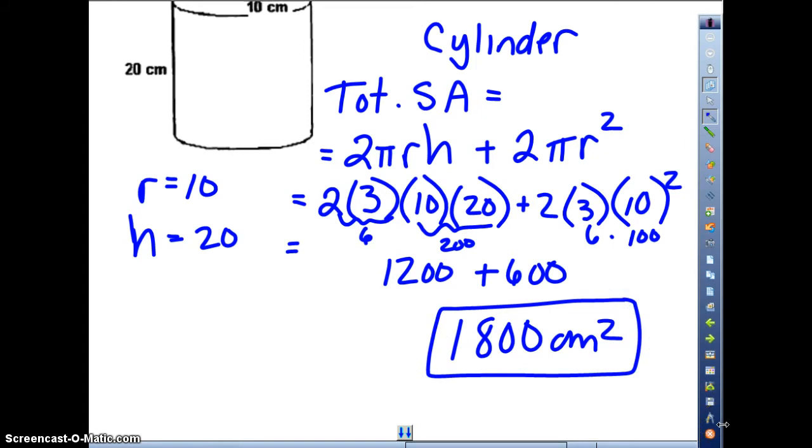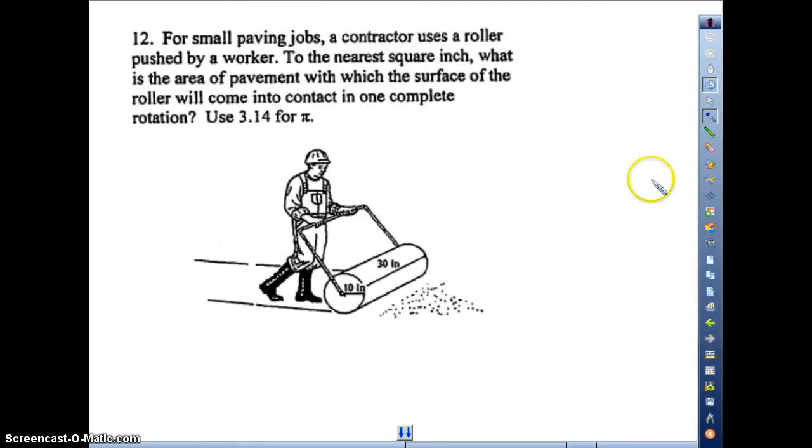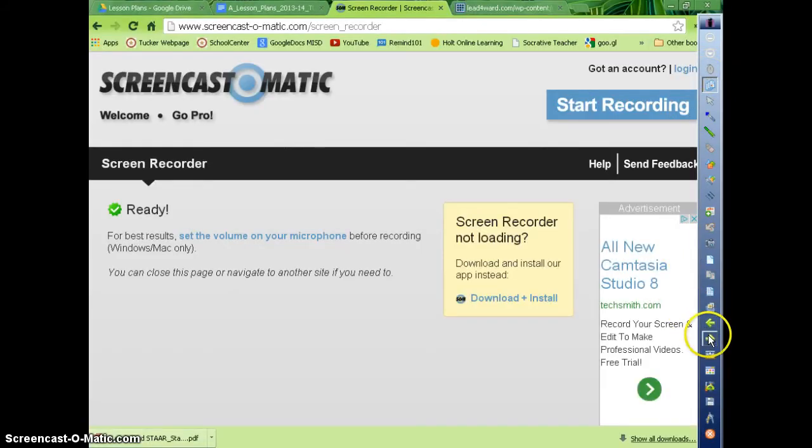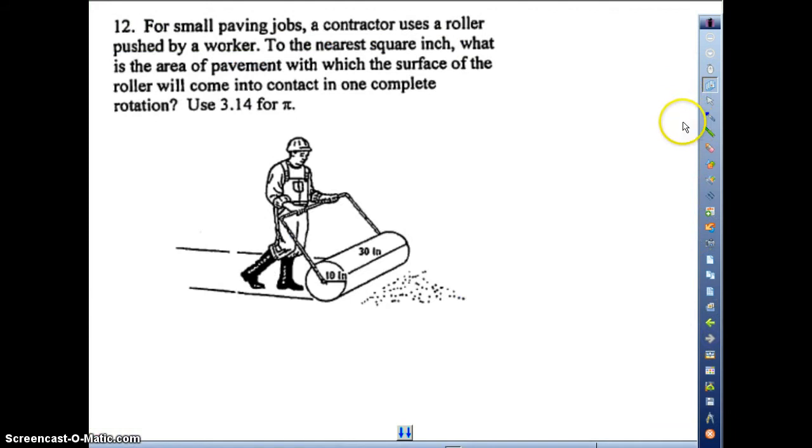Okay, we're feeling pretty good about ourselves. Ready for the next one? All right. For small paving jobs, a contractor uses a roller pushed by a worker. To the nearest square inch, what is the area of the pavement with which the surface of the roller will come into contact in one complete rotation?